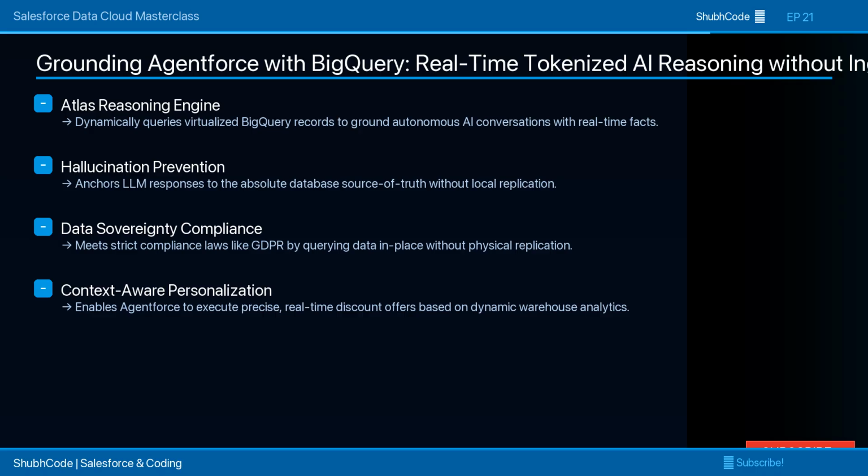Thanks to Zero Copy, the Agentforce Atlas reasoning engine can construct a dynamic prompt and securely retrieve this information on the fly. The Atlas engine resolves the customer's identity, pulls the real-time status from BigQuery via the virtualized data model object, and grounds the large language model with highly contextual, accurate, and tokenized facts. The LLM never hallucinates because it is anchored to absolute source of truth data.